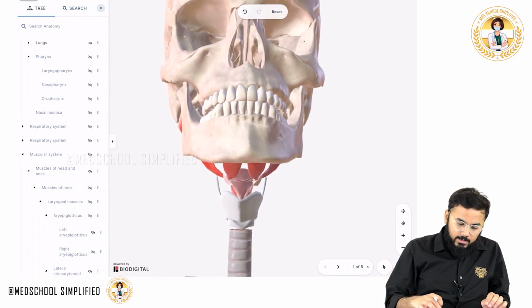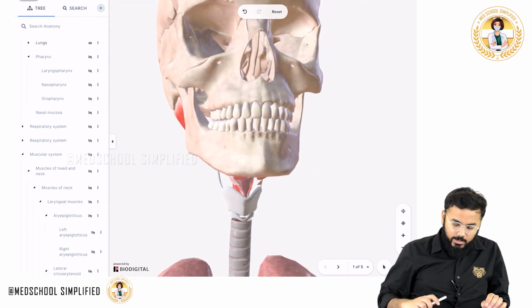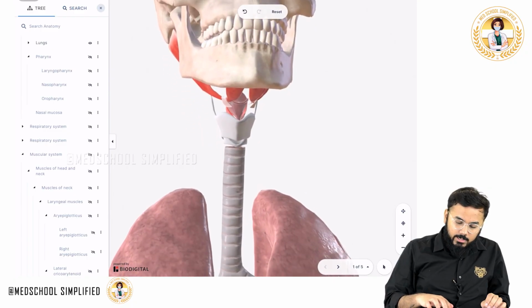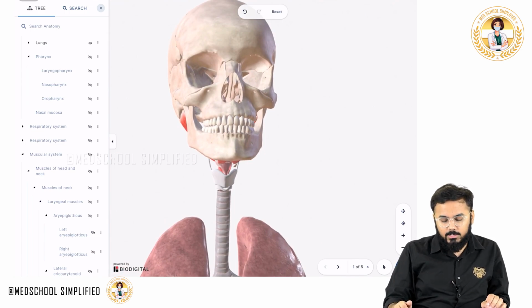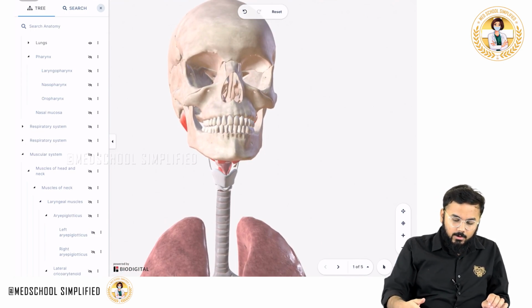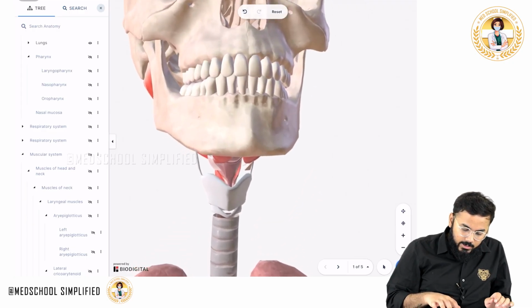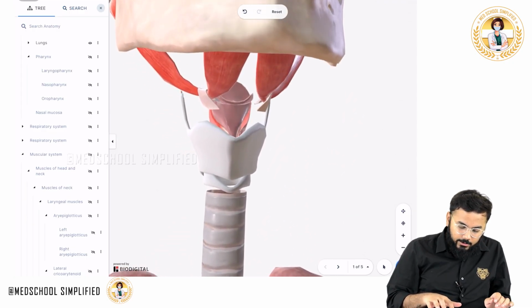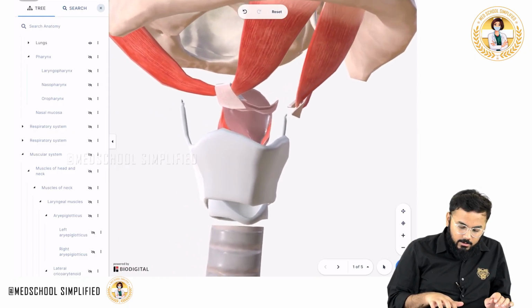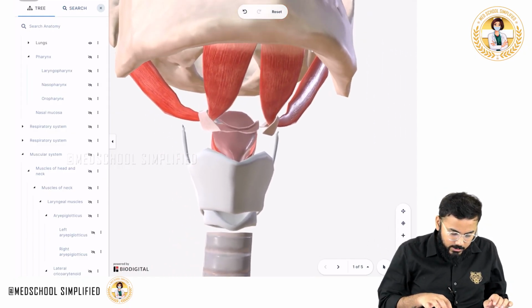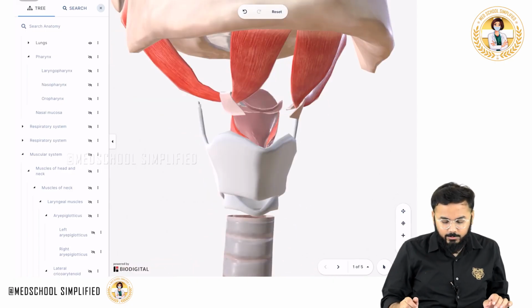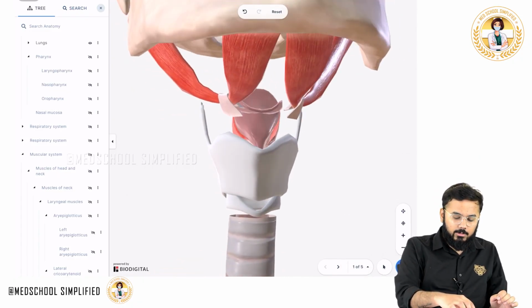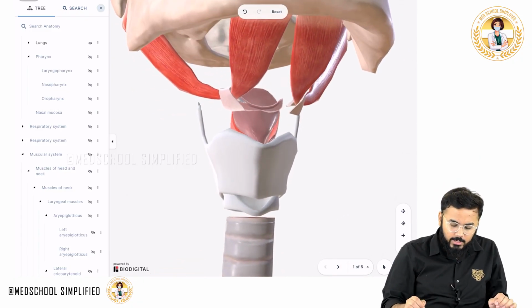In this animation, what are the important cartilages you can see? By looking at this picture, you understand that this is the anterior surface. Within this anterior surface, you can very clearly see this cartilage here. All of you can very clearly look at this particular cartilage. This is called your thyroid cartilage.